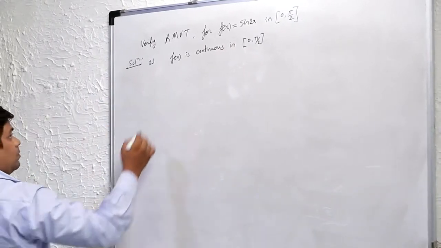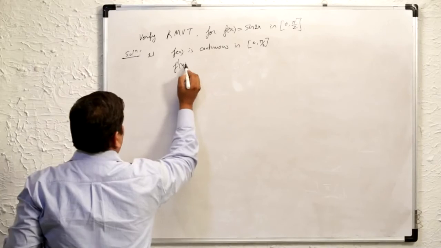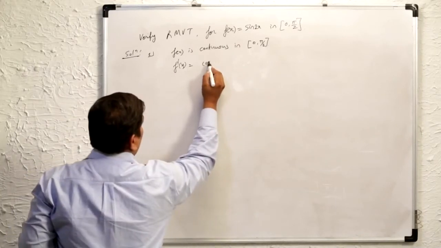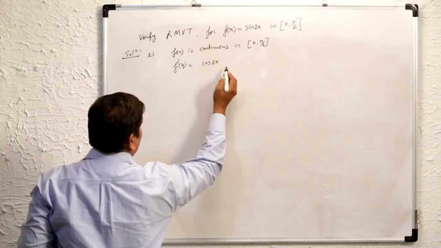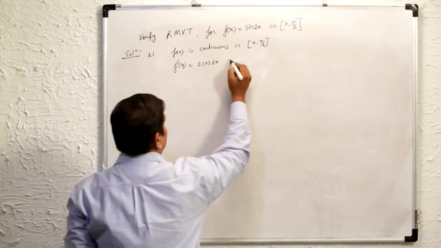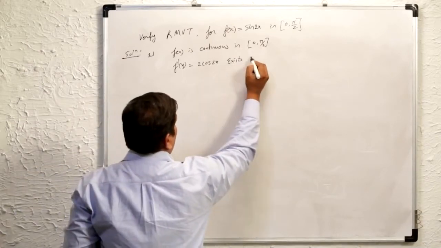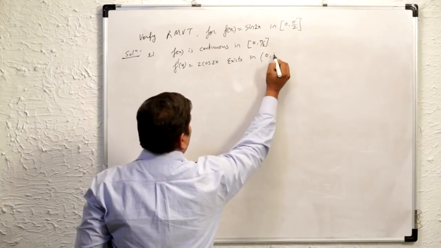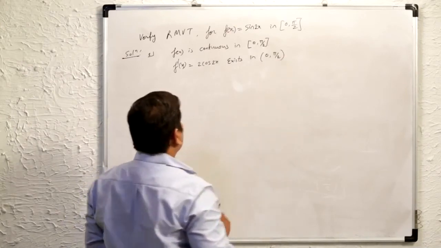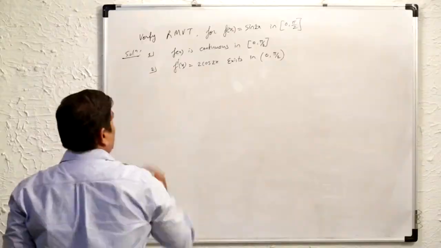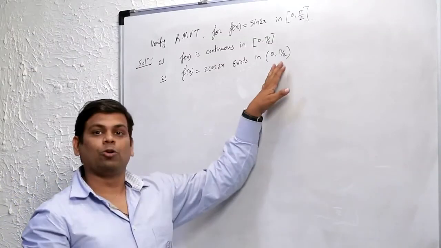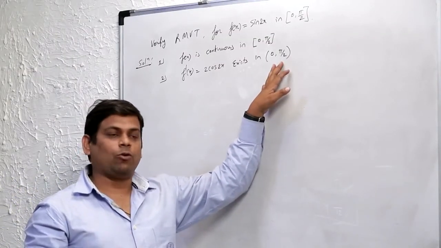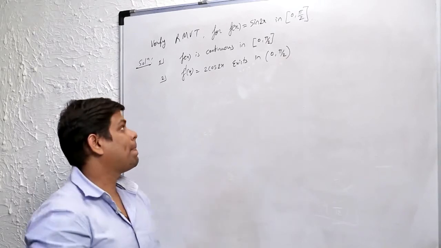Next, f dash of x, which is cos 2x into derivative of 2x, which is 2, exists in open interval 0 comma pi by 2. That's the second statement. Again, do not make the mistake of writing closed interval here, because if you write closed interval, you are going to lose those marks.